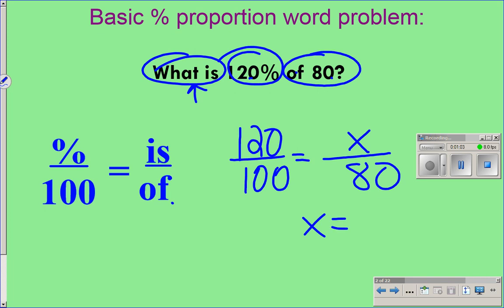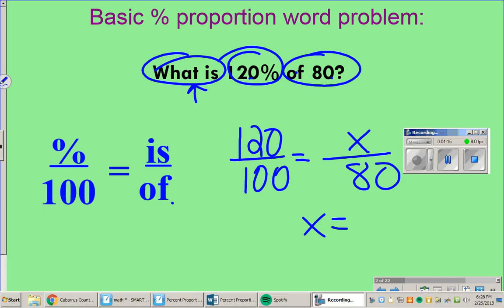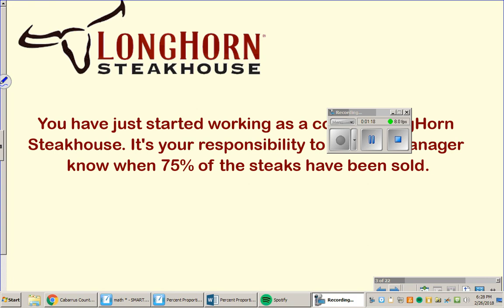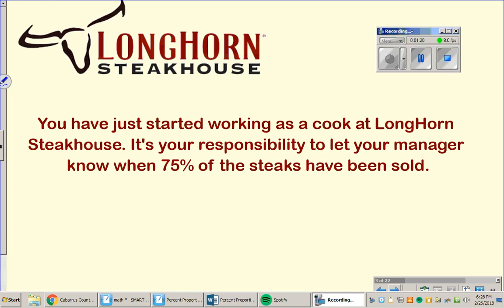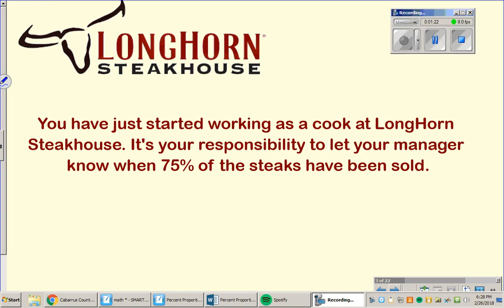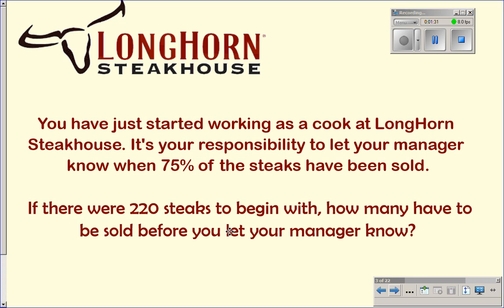Now, these are useful, but the problem is that in the real world, you don't get a lot of times where people just come up and say, hey, what's 120% of 80? The real world problems are much more complex. You're going to see something more along the lines of this. You just started working as a cook at Longhorn Steakhouse. It's your responsibility to let your manager know when 75% of the steaks have been sold. If there were 200 steaks to begin with, how many have to be sold before you let your manager know?